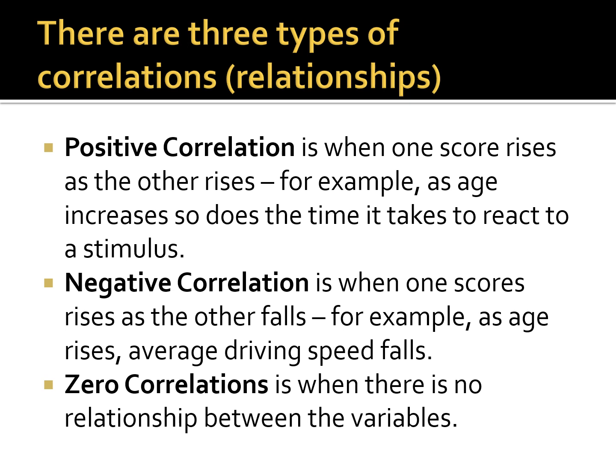Negative correlation is when one score rises as the other falls. So, for example, as age increases, average driving speed falls. So there's a negative correlation. The older you are, the slower you tend to drive. And then finally, zero correlation is when there's no relationship at all between the variables. So on a scatter diagram, all your little dots and crosses would be all over the place, showing absolutely no relationship whatsoever between different variables.